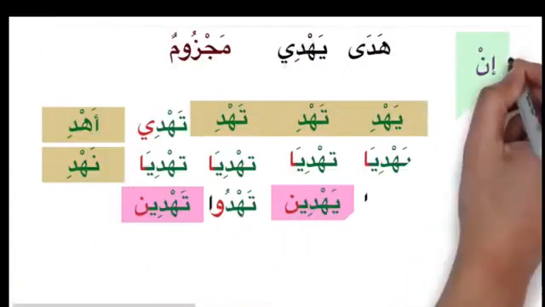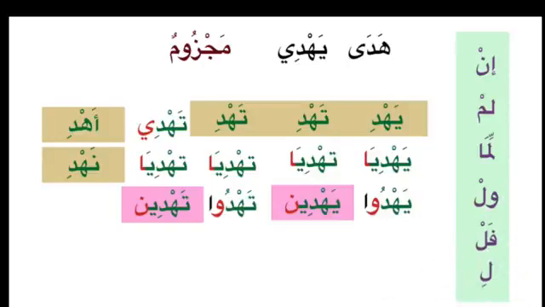So if we bring the majzoom form, so again we know the majzoom form, what happens, the harf illa will be completely dropped to make it majzoom. So what we have here, especially in the mustatir, so yahdi, tahdi, tahdi, ahdi, nahdi, so yahdiya and everything else remains the same. Hope we are able to identify that the noon has been dropped here. So amr form, let's go to the amr form.